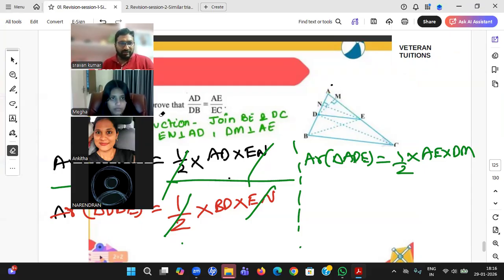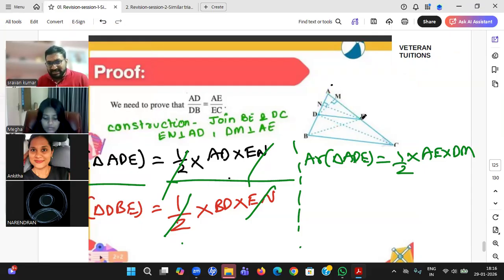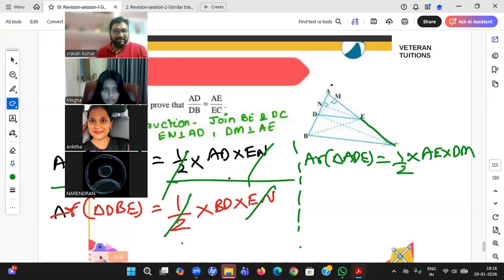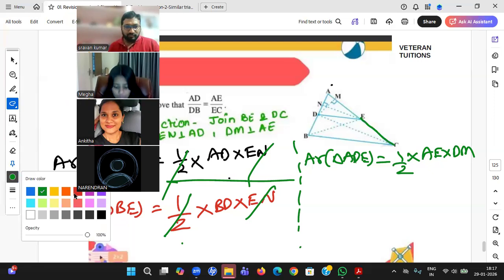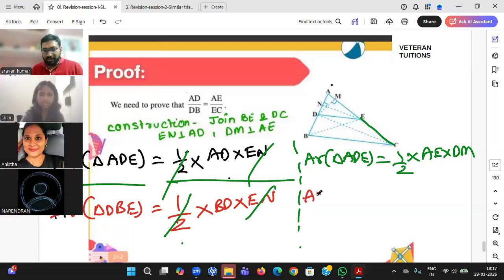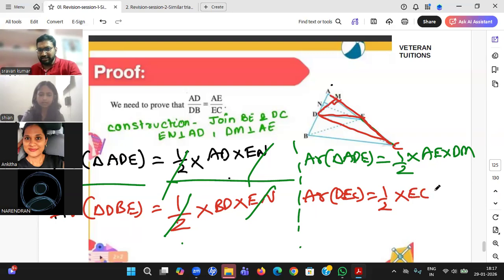Next is EC. EC is here. So which triangle should I take? DEC is the triangle which we need to take. Again, this particular thing is an obtuse angle triangle. Give me the area of DEC. Half into EC into DM. Absolutely fine.